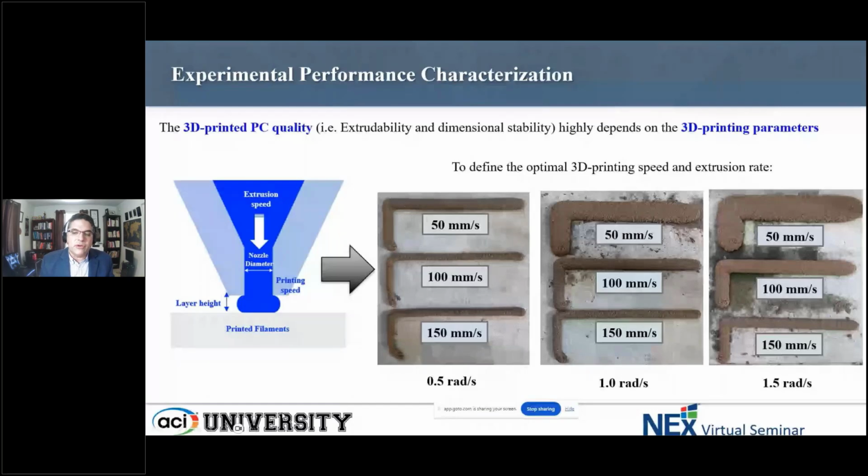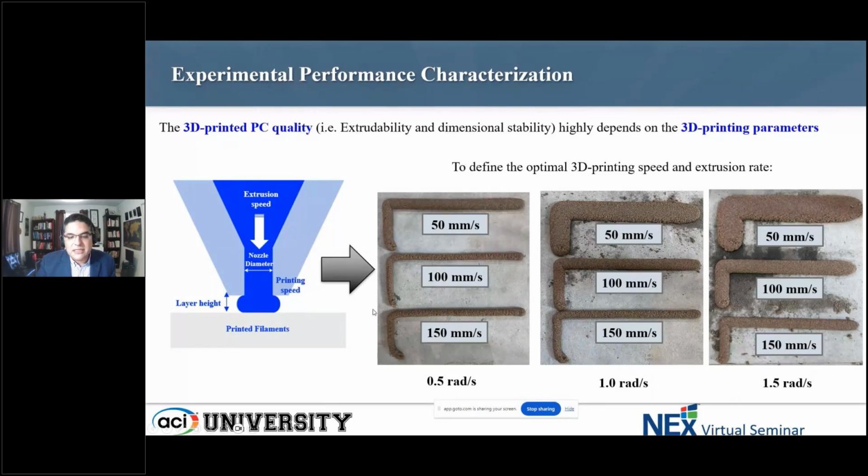Once we do this, now we know what we are printing, we know what the mix design is. The last thing is to do some performance characterization of the mix. This is, for example, a different mix we're showing, but we need to test, before we go for the printing, both the extrudability and the dimension stability of this mix.